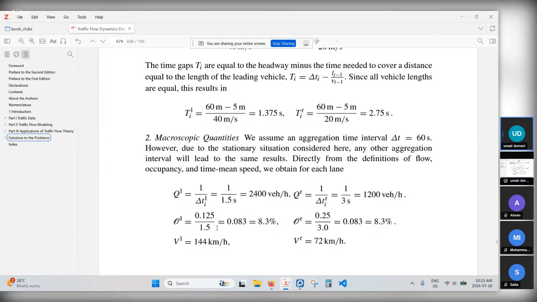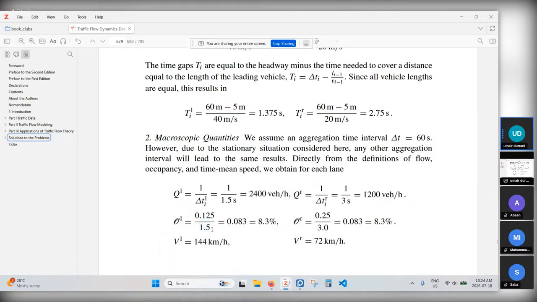For the occupancy, if we go back to the definition, it is the fraction of time that vehicles are observed on the detector out of the aggregation interval. So the aggregation interval is 60 seconds. Within 60 seconds, how much of the time were the vehicles on the detector? But in this case, we can also interpret it as when only one vehicle is on the detector, we know that the time headway in the left lane is only 1.5 seconds.